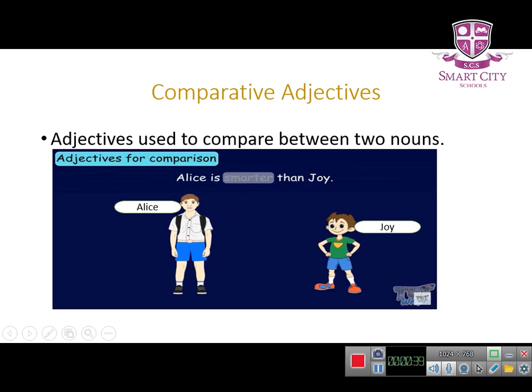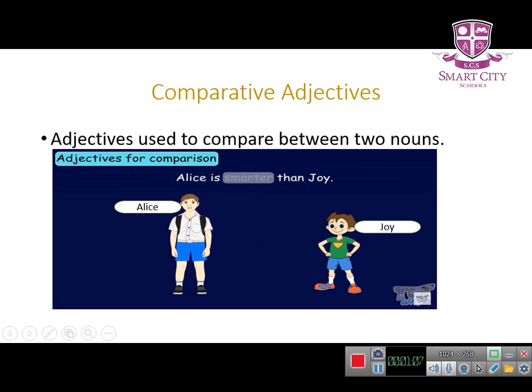Please notice that there are comparative adjectives and superlative adjectives. First, let's talk about comparative adjectives. These are adjectives used to compare between two nouns. Like in this example, we have Alice and Joy. These are two nouns and I'm going to compare between them. Like when I say, Alice is smarter than Joy.